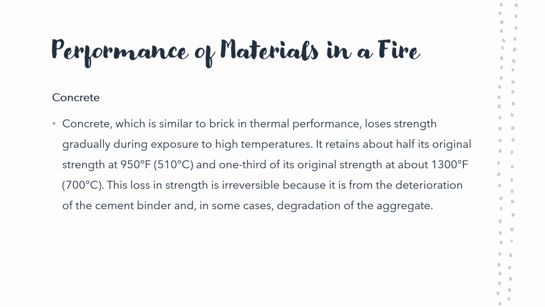Concrete, which is similar to brick in thermal performance, loses strength gradually during exposure to high temperatures. It retains about half its original strength at 950 degrees Fahrenheit or 510 degrees Celsius, and one third of its original strength at about 1300 degrees Fahrenheit or 700 degrees Celsius. This loss of strength is irreversible because it is from the deterioration of the cement binder and, in some cases, degradation of the aggregate.